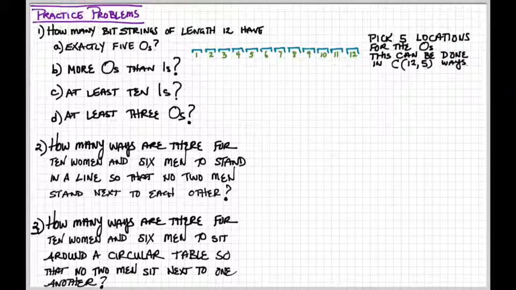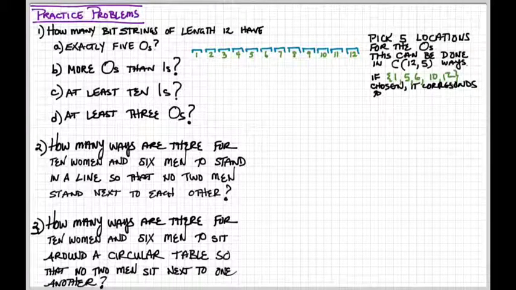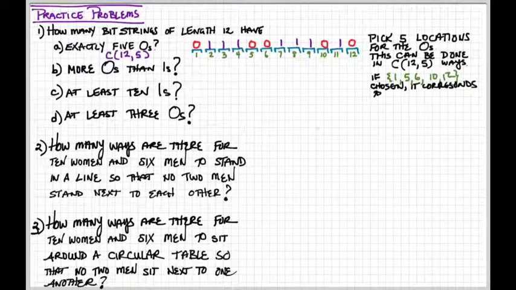As an example, suppose my 5-element set looks like 1, 5, 6, 10, and 12. Those are the positions where I place zeros. The result is to put 1s everywhere else. That gives me one possible string with exactly 5 zeros, and every subset of 5 positions will give me a different string. So the answer to part 1a is simply the combinations of 12 things taken 5 at a time.